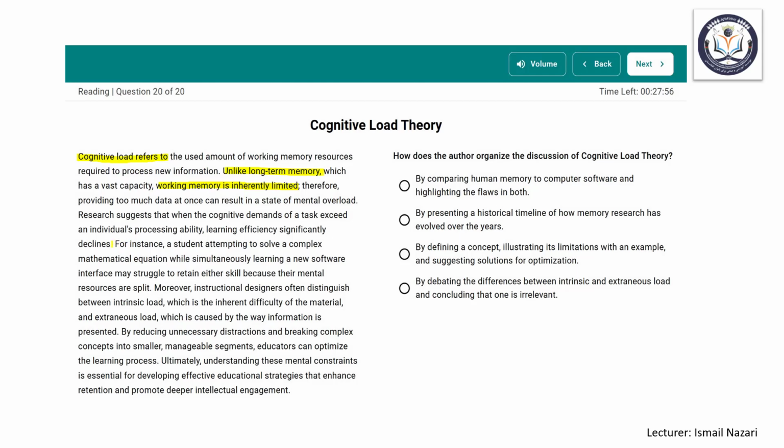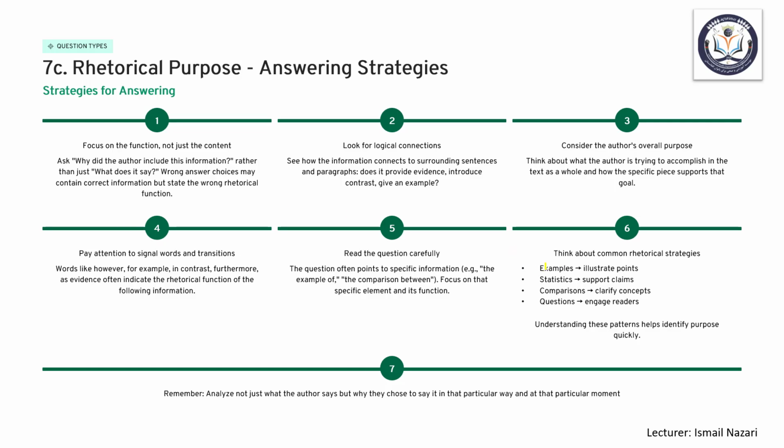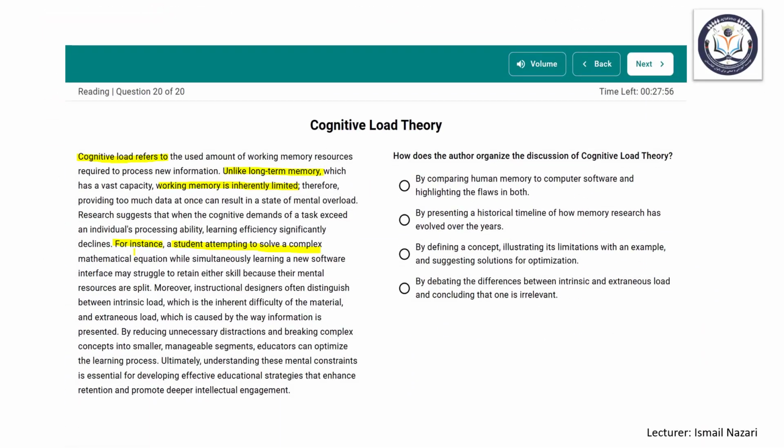Then it starts in the middle. We have, for instance, a student attempting to solve a complex mathematical equation. So, "for instance" is a keyword. It shows the reason. Easy. So, when we have examples, it means they want to illustrate a point. In the last slide we had it. For example, if it is examples, it illustrates the points. If it is comparisons, it is to clarify a point. So here we have these two, right? So the example is, again, illustrated here. It is mentioned with detail.